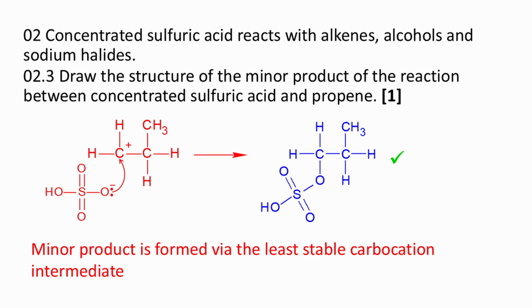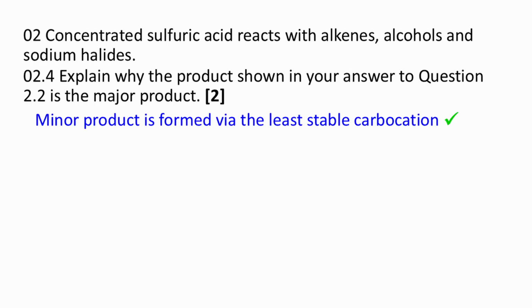The minor product is shown there in blue, which gets the mark. The final step of the mechanism to show the formation of this minor product is shown in red on the left. Here's the final part of the question.